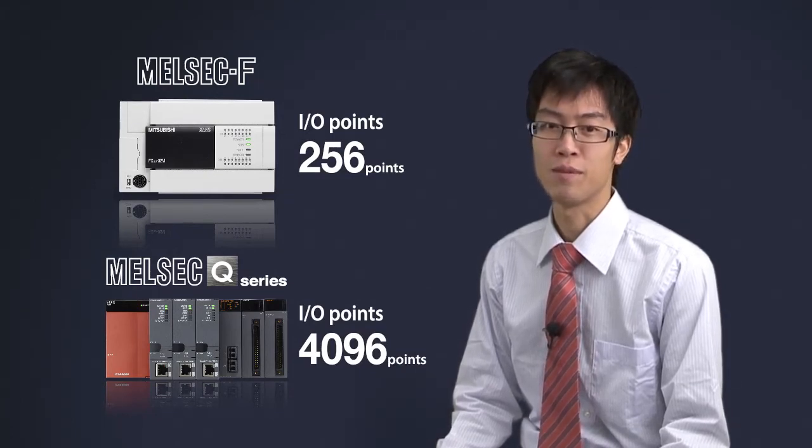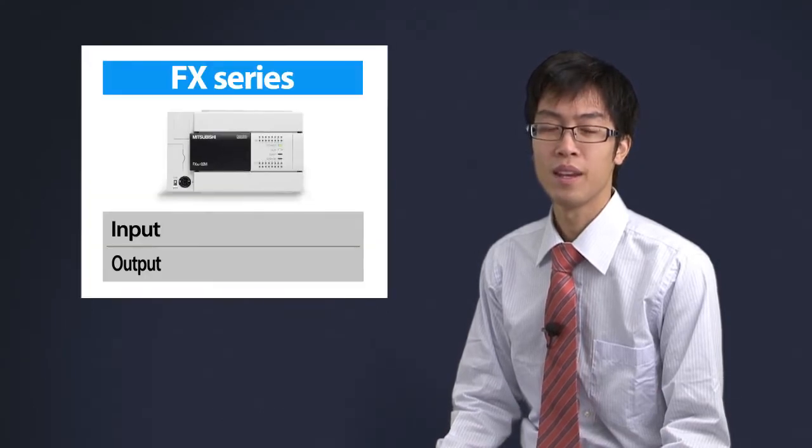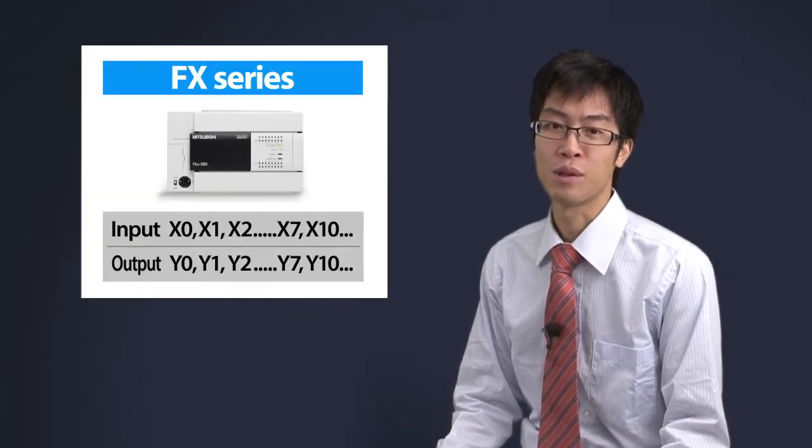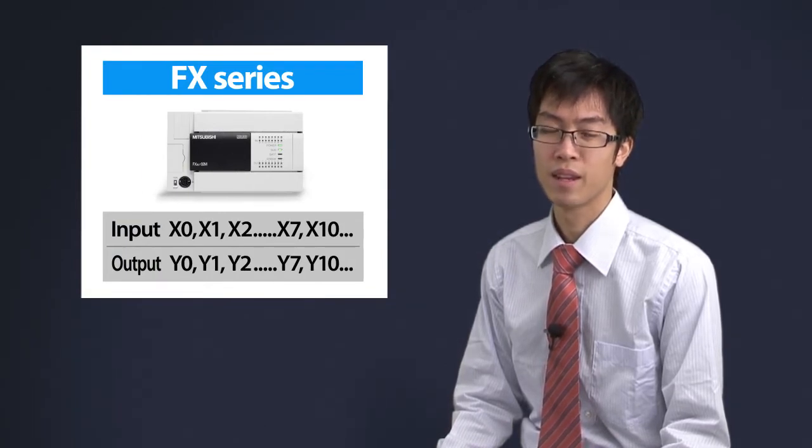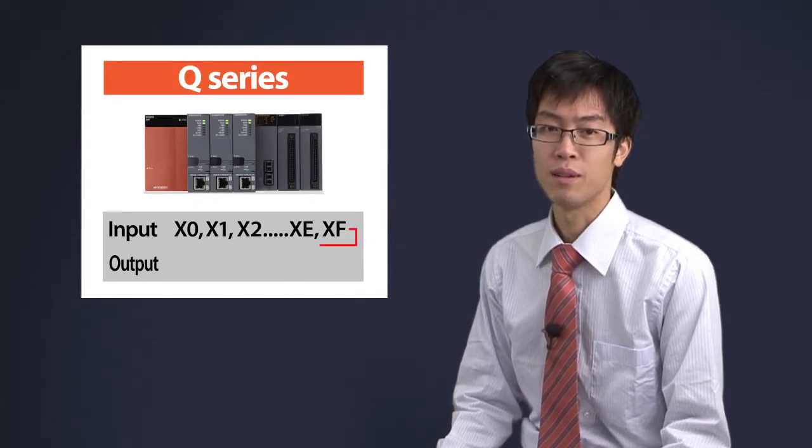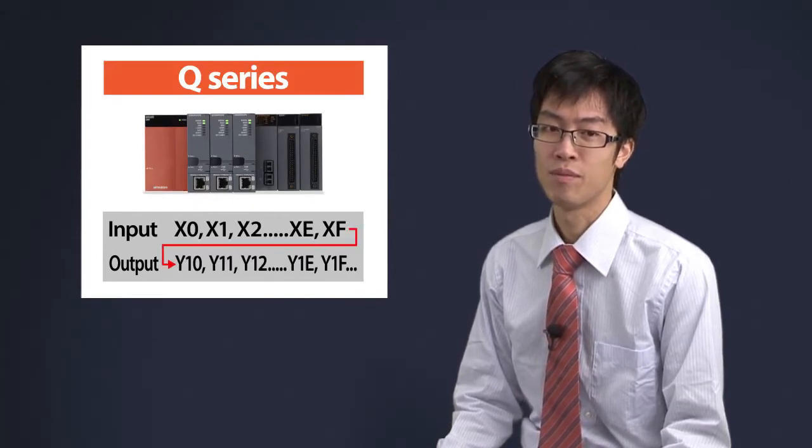Next is the difference in device numbers. In the FX series, devices are numbered in octal, and input and output are numbered independently. In the Q series, devices are numbered in hexadecimal, and input and output are numbered together.